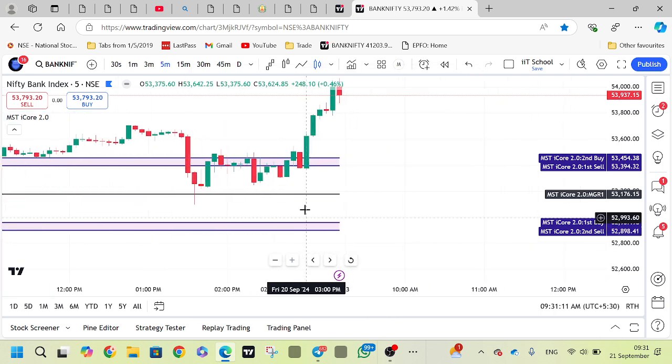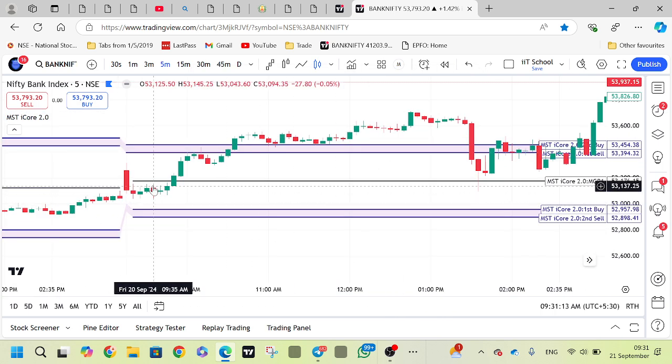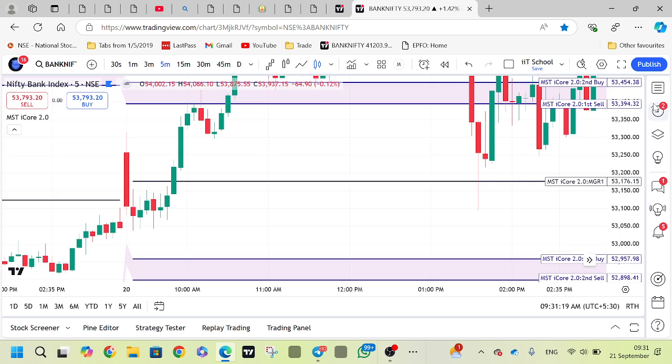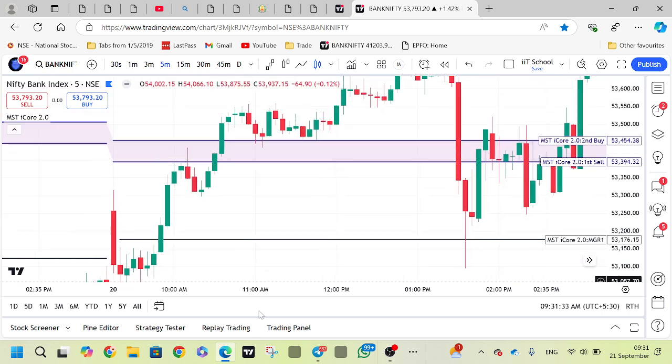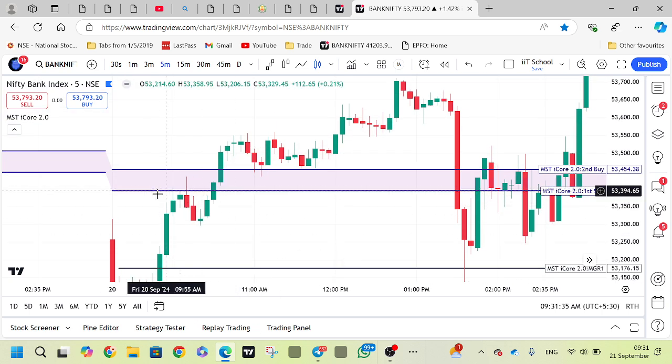And next one, since the market has opened below the MGR, we have to wait for the market to reach the buy zone, the bottom side first line. The bottom side first line is the buy entry, the second line is the SL for the first buy. If SL hits, the second line will become the second sell and the first line will become the SL for the second sell. Similarly here, the top zone first line will be the first sell and the second line will be the stop loss for the first sell.